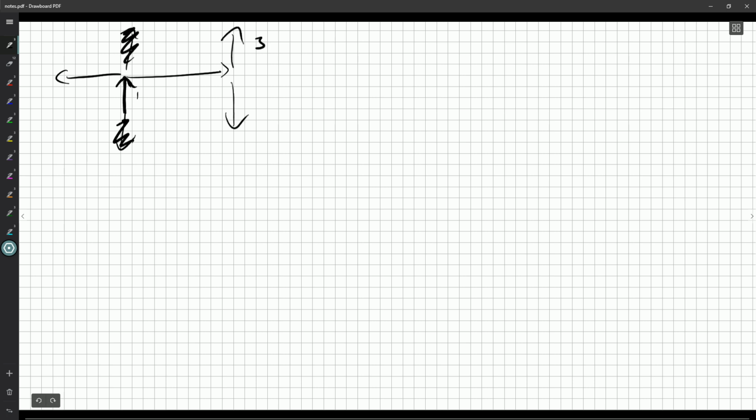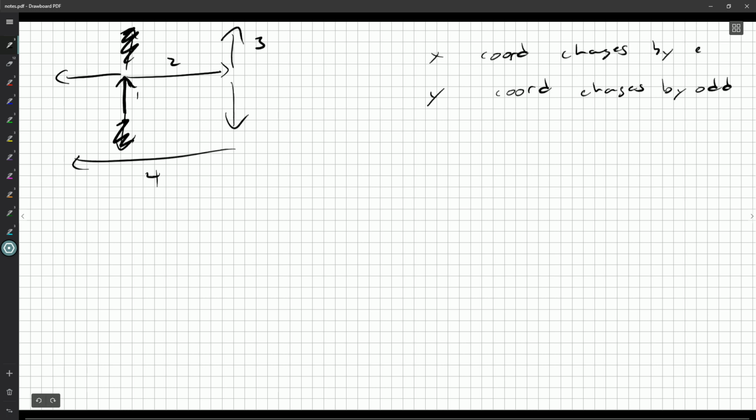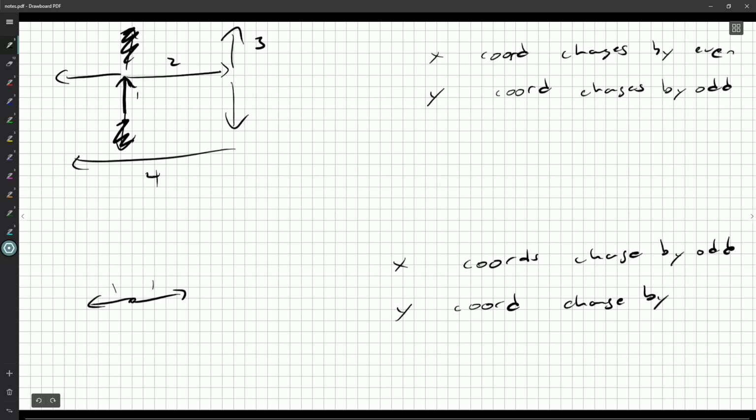Okay? And so we'll always be going up or down by 1 or 3 or 5. We'll always be going left or right by even numbers. Okay? That's if we choose to go up first. So the y-coordinate changes by odd numbers, whereas the x-coordinate in this case would change by even numbers. Of course, if we started going left or right first, then the x-coordinates would change by odd numbers, and the y-coordinates would change by even numbers.